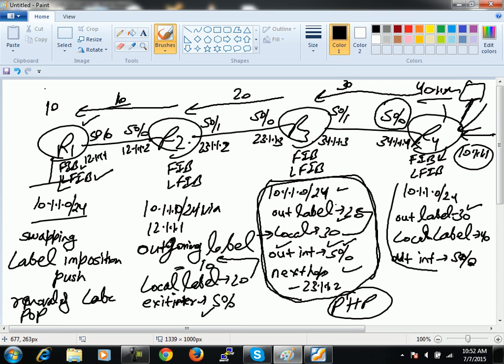Have you understood the meaning of imposition and disposition, I mean popping the label and switching the label, right? Have you understood the meaning of FEC, forwarding equivalence class? A group of packets which are forwarded over the same path in the same manner is known as FEC. LSP, label switched path, is the path followed by your packet. If packets go from R4 to R1, that is one LSP. But if packets come back from R1 to R4, they might come via another path as well, so that will be another LSP.